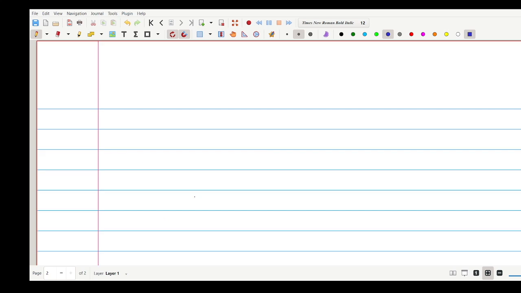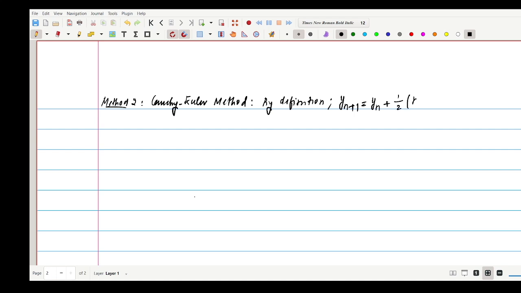Now we shall apply the Cauchy-Euler method for the same formula. So our method 2 is the Cauchy-Euler method, and by definition, y n plus 1 is defined as yn plus 1 by 2 into k1 plus k2, where k1 is defined as h f of xn yn, and k2 is defined as h f of xn plus h, yn plus k1. Now let's evaluate the iterations one by one.